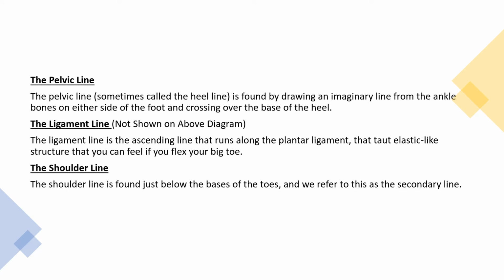The pelvic line. The pelvic line, sometimes called the heel line, is found by drawing an imaginary line from the ankle bones on either side of the foot and crossing over the base of the heel. The ligament line is the ascending line that runs along the plantar ligament, that taut elastic-like structure that you can feel if you flex your big toe. The shoulder line. The shoulder line is found just below the bases of the toes, and we refer to this as the secondary line.